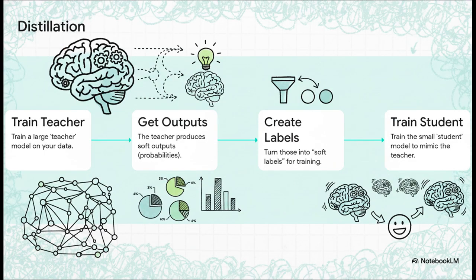And the third technique is distillation, and this one is really cool. You basically use a huge, powerful teacher model to train a small student model. But the teacher doesn't just give the student the final answer. It explains its reasoning. It gives the why behind the answer in the form of probabilities. The little student model is then trained to copy that reasoning process, not just the answer. It's an amazing way to create a compact model that has the wisdom of a much larger one.